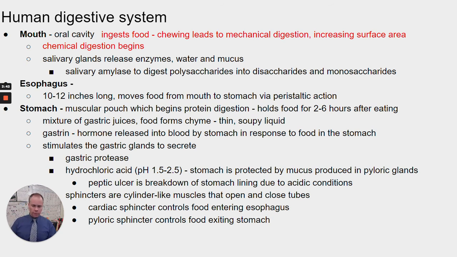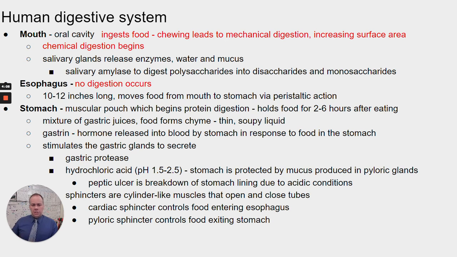When we swallow our food, it then moves into a tube called the esophagus. This esophagus is basically just a transportation, a means of getting the food from the mouth down into the stomach. It's about 10 inches long. It uses that process we just talked about, peristalsis, to squeeze the food from our mouth down into our stomach.